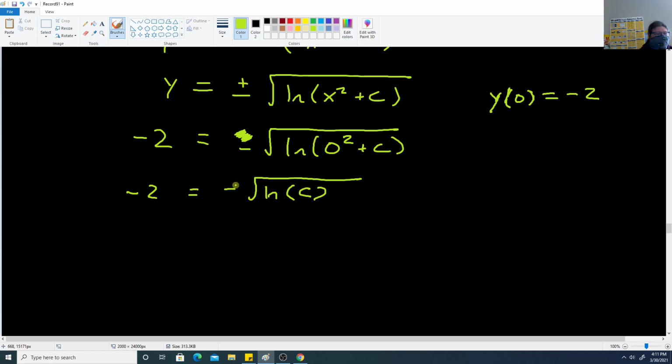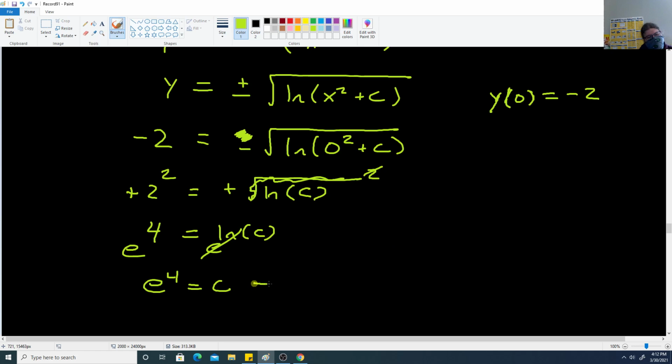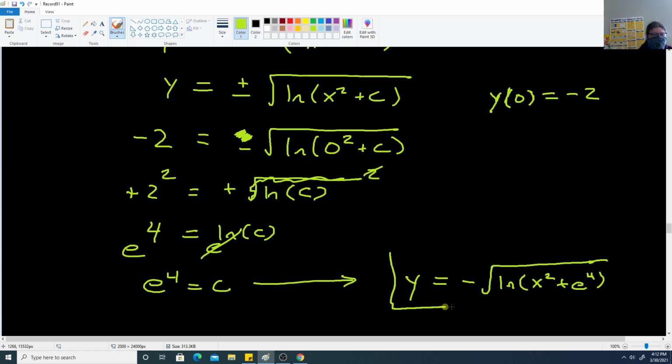So now I need to solve this for c. If I divide both sides by -1, this becomes positive. I can square to cancel the square root. So I get 4 equals natural log of c. Raise both sides to e, and we get e to the 4 is our c. So now that we know the c value, we can say y equals, we had to use the negative from the plus or minus, y equals negative square root of natural log of x squared plus e to the 4th. And that right there should be our particular solution to that problem.